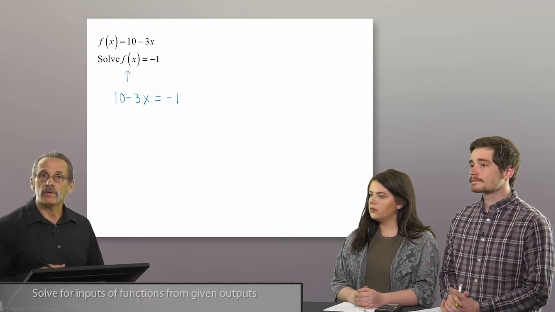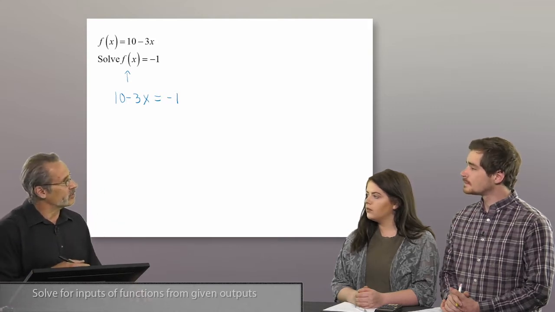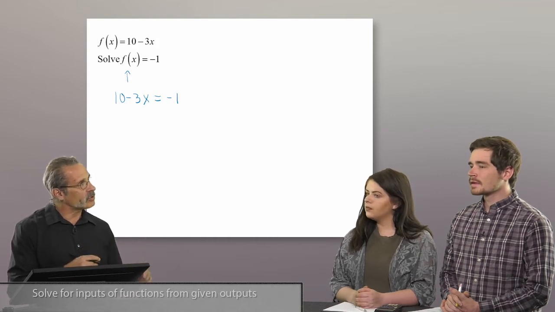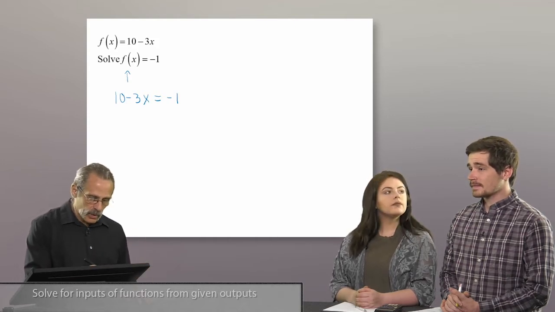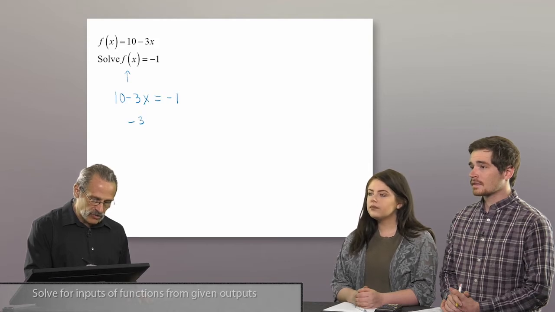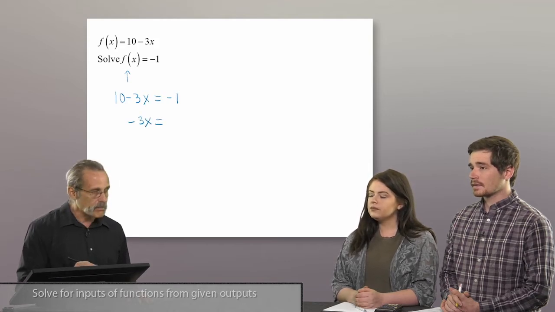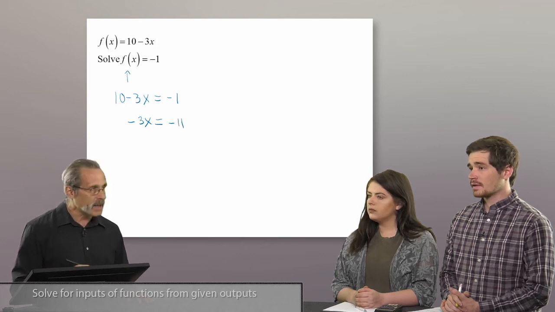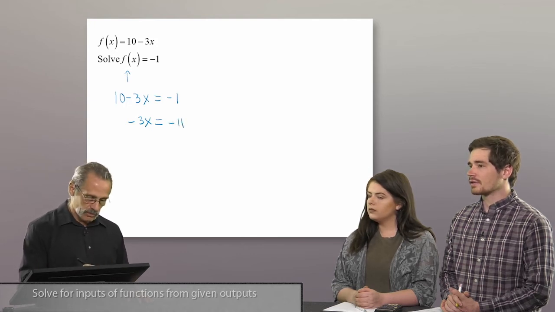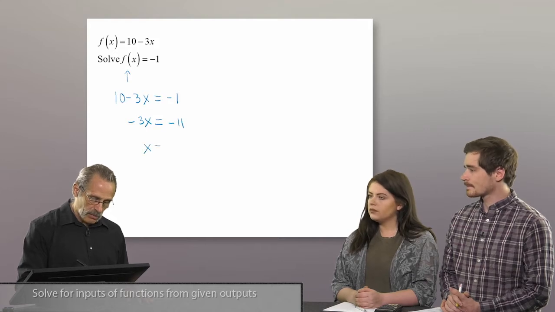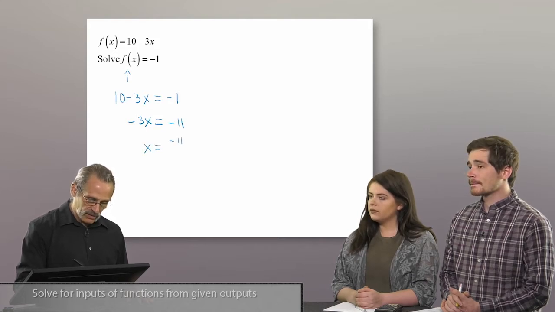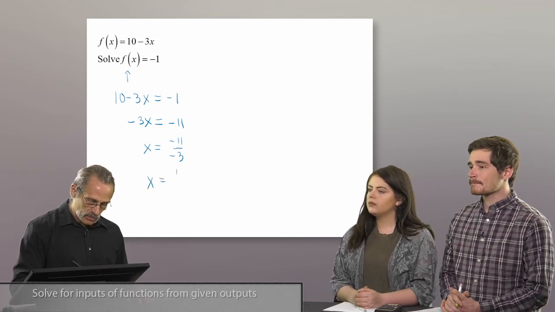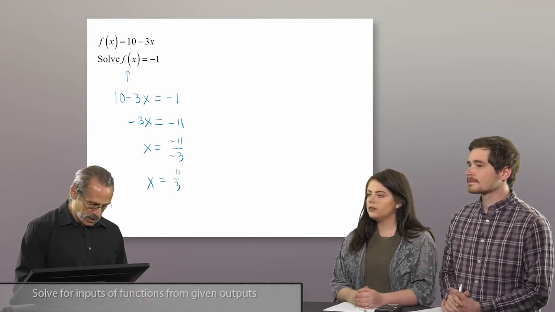Now I just solve. If I want to isolate the x, the first step would be to subtract the 10 from both sides of the equation. So I have -1 minus 10, which is -11. And really just one more step: I'll divide both sides by -3. So I have -11 divided by -3, and that reduces to 11 over 3.